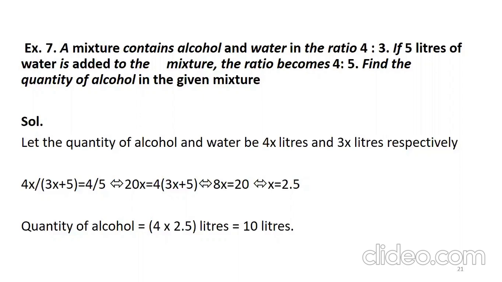Suppose in the same question they ask what is the quantity of water already present, then 3 into 2.5 is 7.5 liters. Now finally, what is the water available? If they are asking that, the 5 liters that got added also count. So 7.5 liters plus 5 liters, 12.5 liters, we have to answer. Suppose finally they ask what is the total quantity of the mixture. The total quantity of the mixture is 4x plus 3x, equal to 7x. So 7x is 7 into 2.5, which is 17.5, plus the 5 liters added. So it is 22.5 liters.